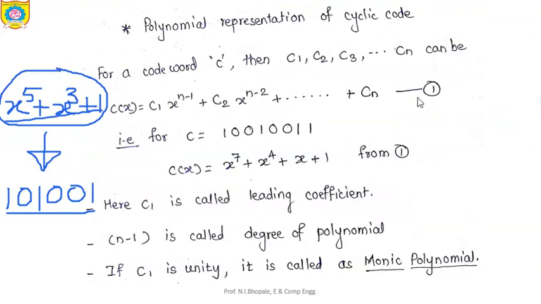This is how everything is correlated as a polynomial when we discuss cyclic code, which is nothing but a subclass of LBC, that is linear block code.